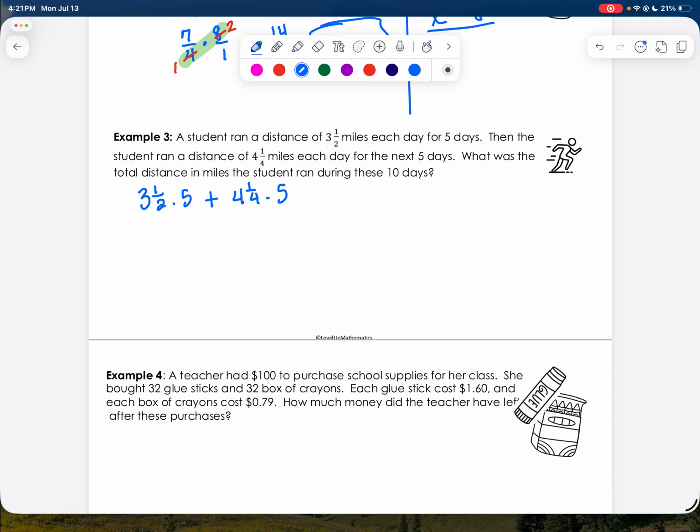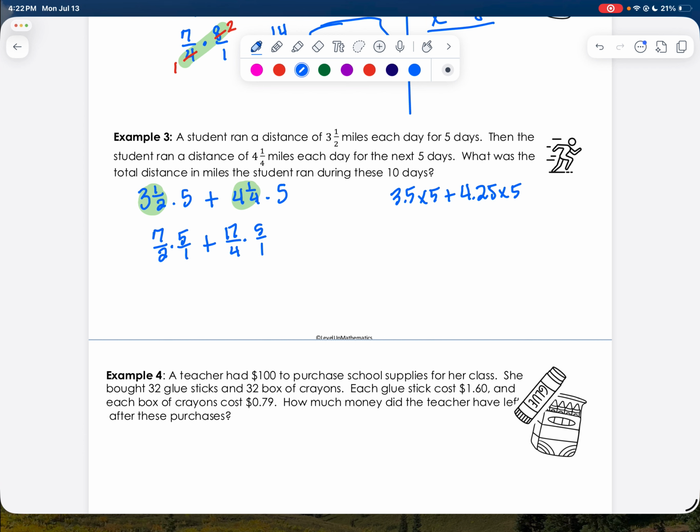All right. Now, I could do this where I turn these into improper fractions. 2 times 3 is 6. 6 plus 1 is 7 over 2 times 5 over 1 plus 4 times 4 is 16 plus 1 is 17 over 4 times 5 over 1. I could work it out like that, or I could convert this fraction to a decimal and say 3.5 times 5 plus, then convert this fraction to a decimal, 4.25 times 5. So either way you want to do it is fine.